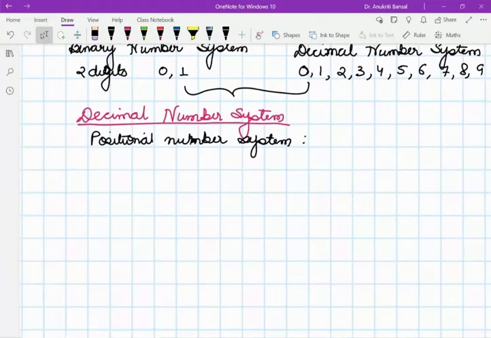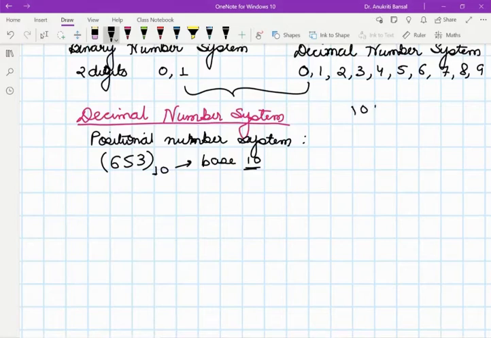For example, let's take an example, 653. We write 653 in the decimal number system like this. This is base 10, and this 10 represents the decimal number system. When we talk about binary, we write base 2. Okay, 2 for binary. So suppose we have this number 653.